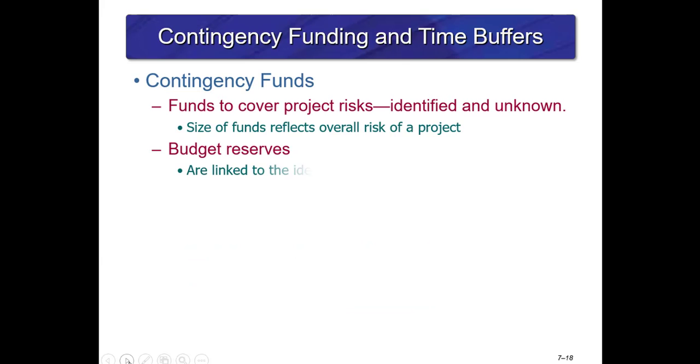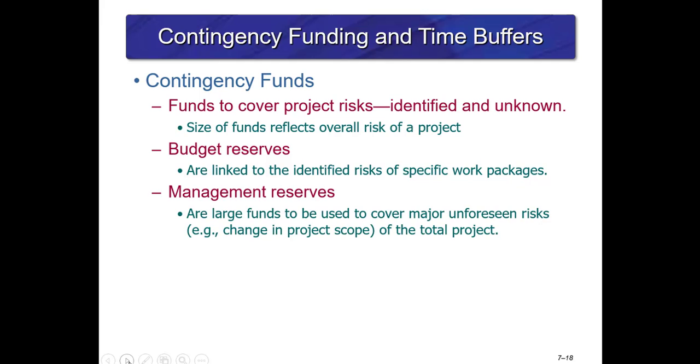For contingency funds, another risk response, you have funds to cover project risks: budget reserves and management reserves. Contingency funds are used to cover project risks, identified and unknown. Budget reserves are linked to identified risks, and management reserves are large funds to be used to cover major unforeseen risks, so to cover the unknown.